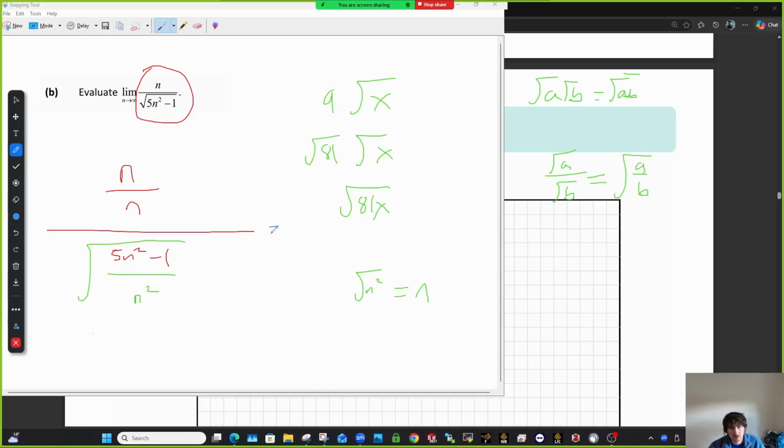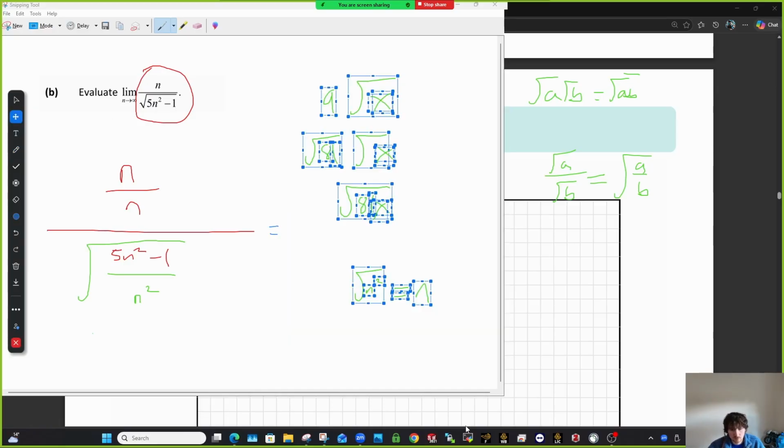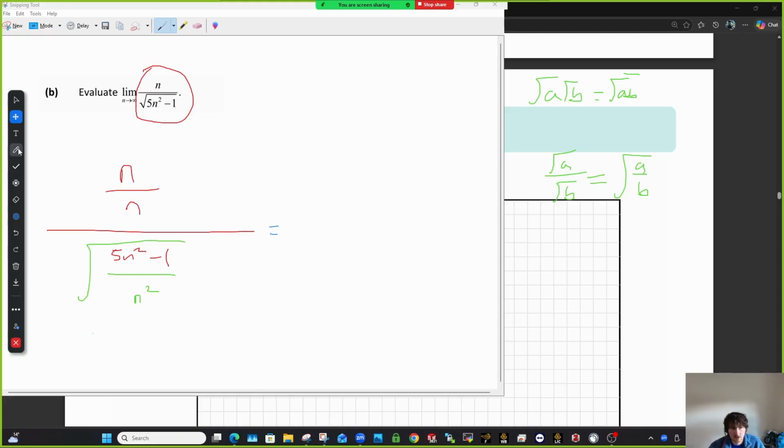So this all becomes, and you'd want to be a bit neater with your calculations on the page here, you get a 1 on top because that's what n over n is. And then this is over the square root of, you divide n squared into each of these, you'll get the number 5 there. And then it's minus 1 over n squared. Because you just separate the single fraction into two separate fractions. And now you can actually get the limit of this.